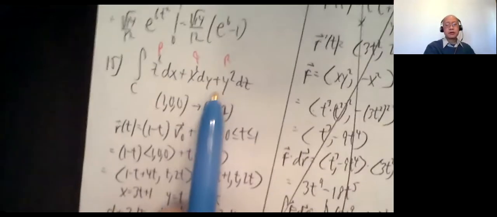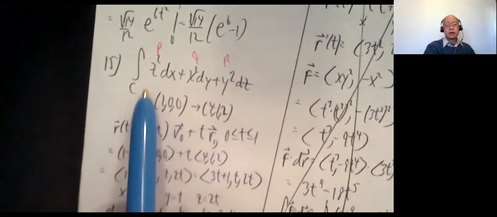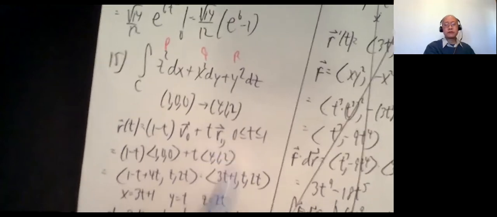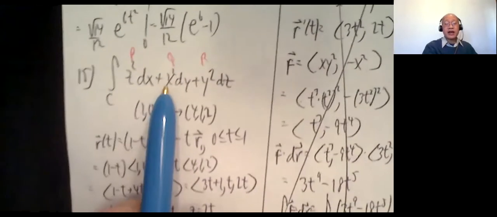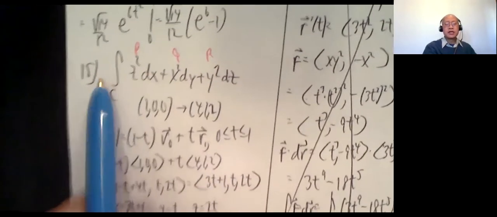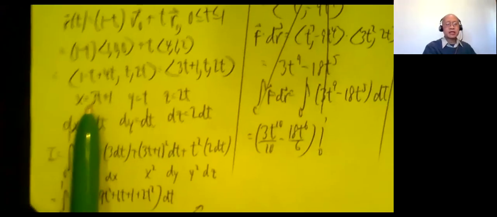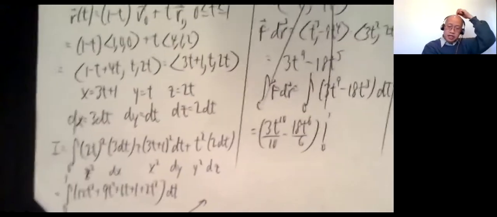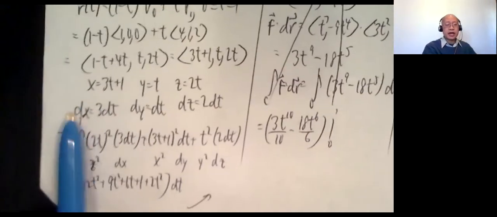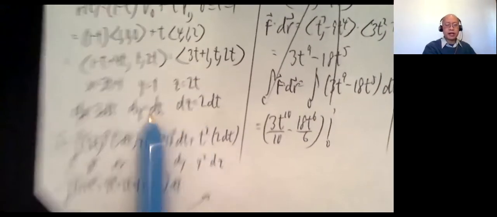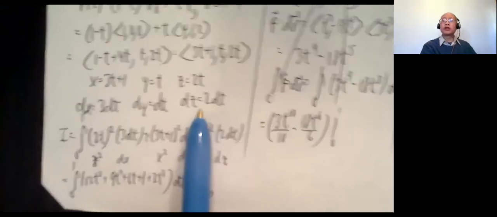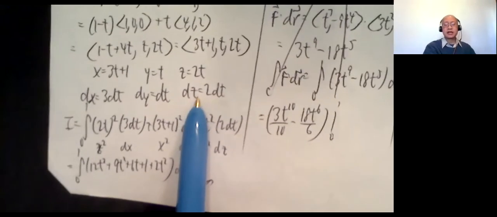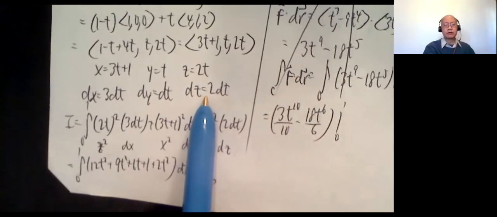Okay, so now getting back to this equation, this integral, t is going from 0 to 1. I have x, y, z, dx, dy, dz. Every time I see x, I write that. Every time I see y, I write that. Every time I see z, I write that. dx, I'm going to write that. dy, I'm going to write that. dz, I'm going to write that. So I'm only going to have t now. That's the key thing. Get it all down to a single variable.